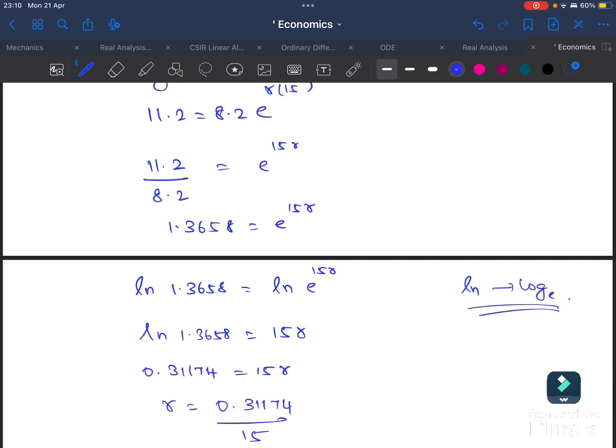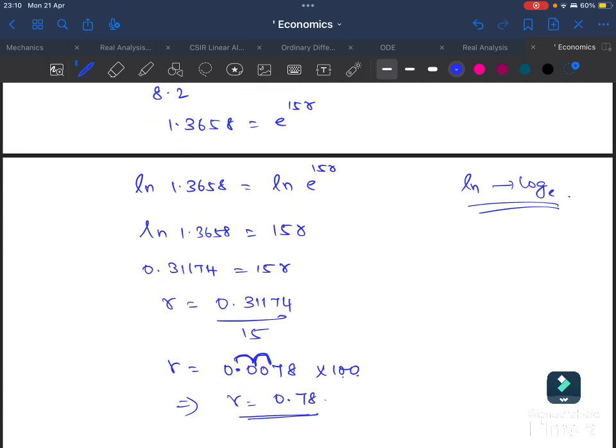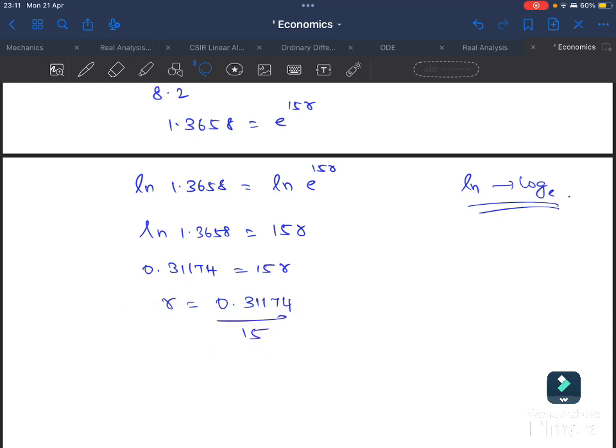I think I have made a mistake. 0.374, 0.311 divided by 4. I think I made some mistakes here. One second. Yeah, I made a mistake. I'm sorry. This one I made a mistake here. Okay, sorry. This is a typo.